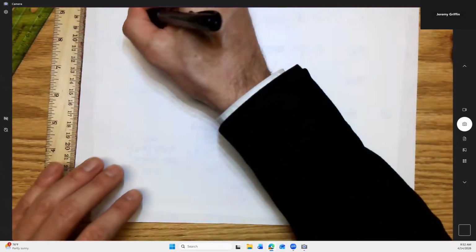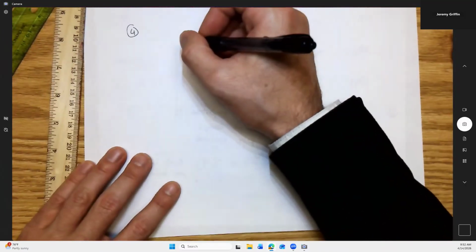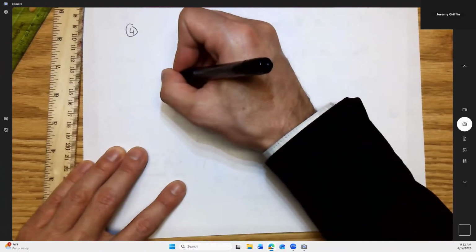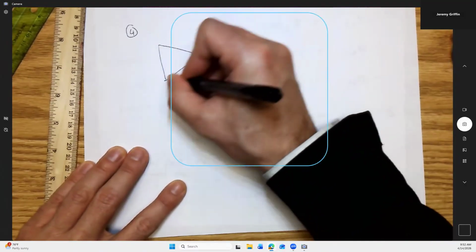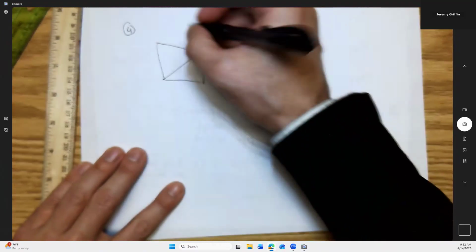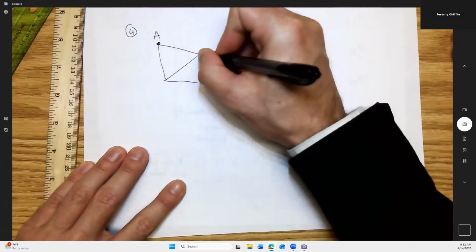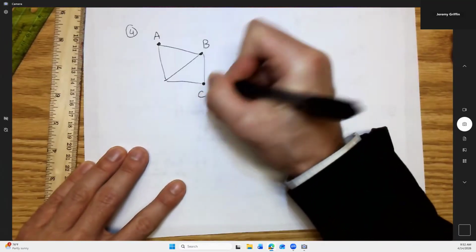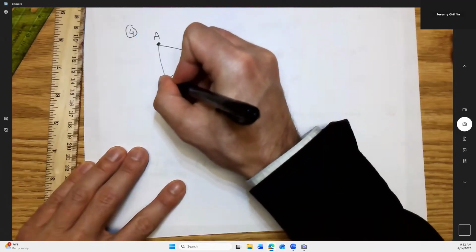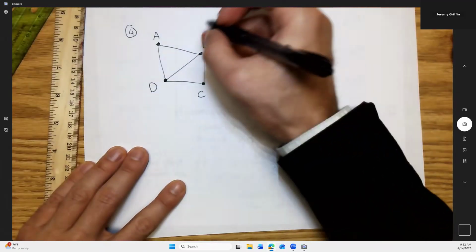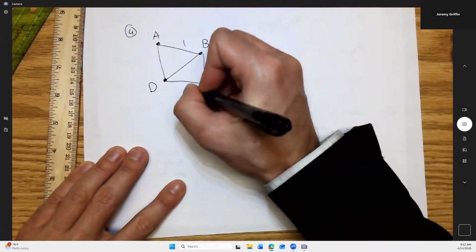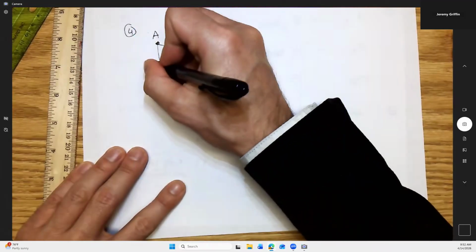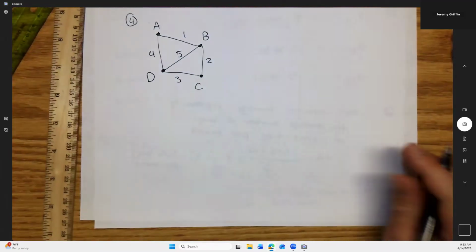Okay, so here I'm going to redraw that picture and then create a matrix to represent that. So we're looking at this diamond shape. We got vertex A, vertex B, vertex C, vertex D. And then the connecting edges go 1, 2, 3, 4, 5.